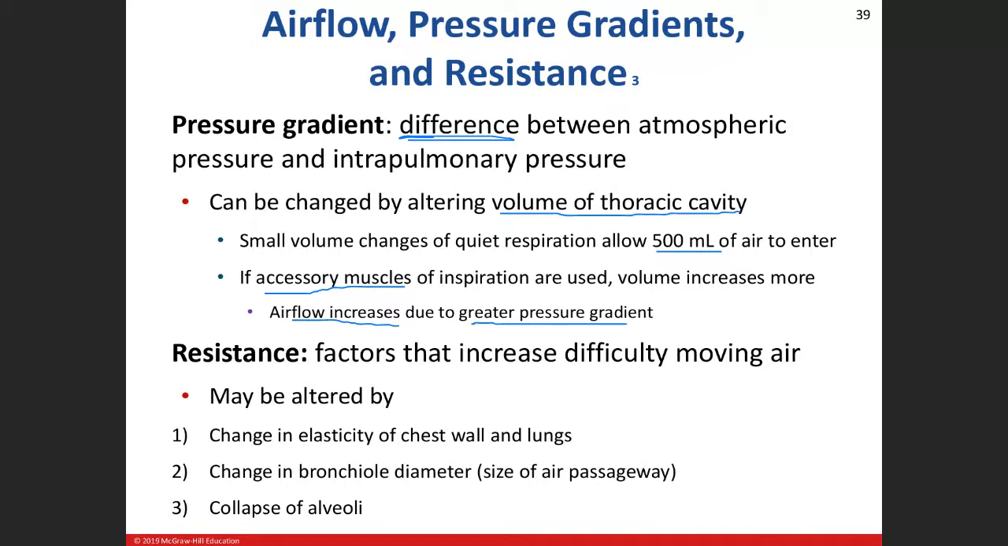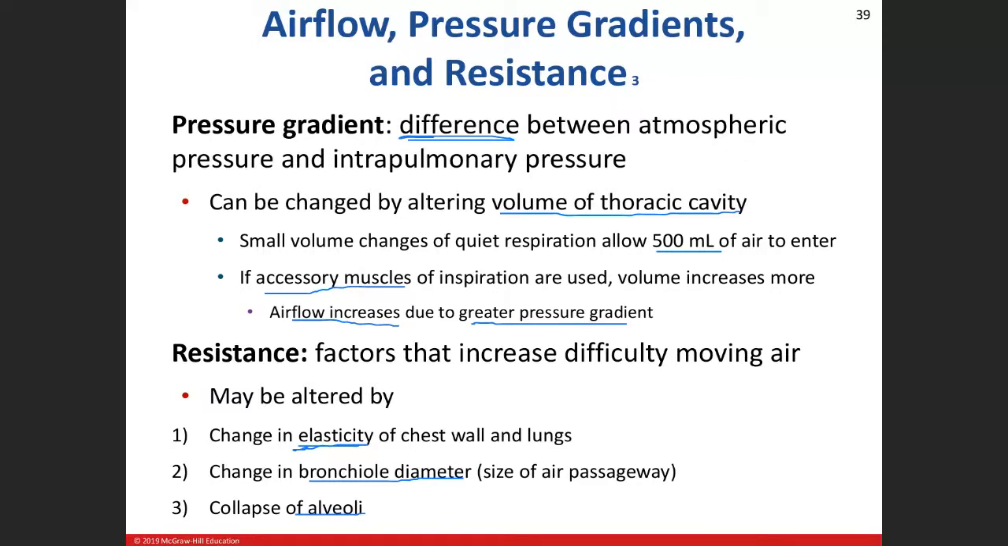Let's address the other factor in our airflow equation, and that's resistance. Resistance is on the bottom of that fraction, and it is inversely related to airflow. If we increase resistance, we decrease airflow. Some factors that make resistance increase are a decrease in the elasticity of the chest wall or the lungs. If we change the diameter of the bronchioles, as we saw before in the circulatory system with vasoconstriction, making the diameter smaller increases the resistance. And also the collapse of the alveoli.